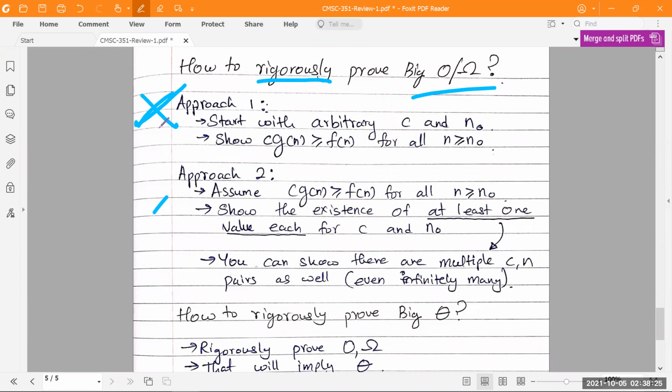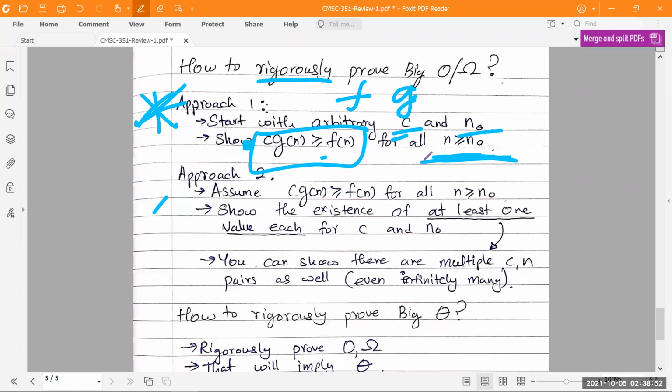The first approach is, you obviously have f and g, and you are going to prove something with that. So start with an arbitrary c and an n naught and show this condition will hold for all n bigger than n naught. So you arbitrarily pick a c and an n naught and then show this condition for n bigger than n naught. That is approach one.